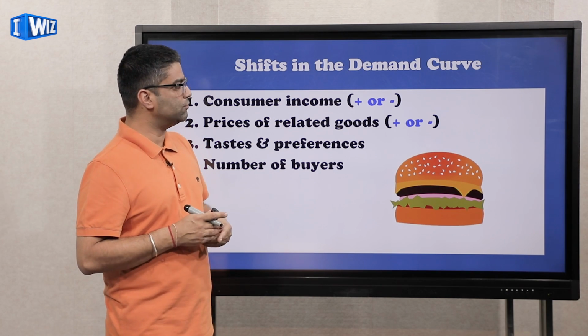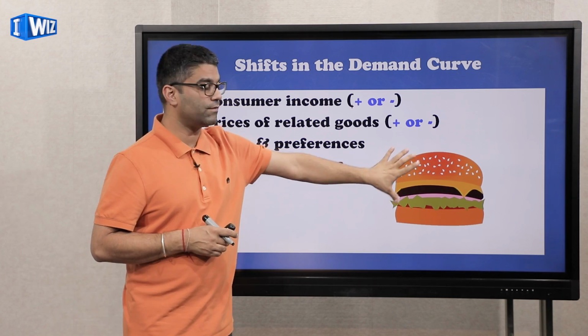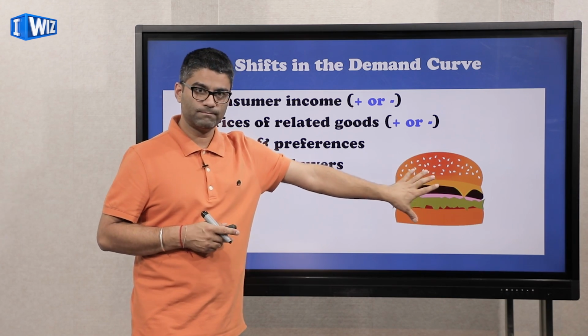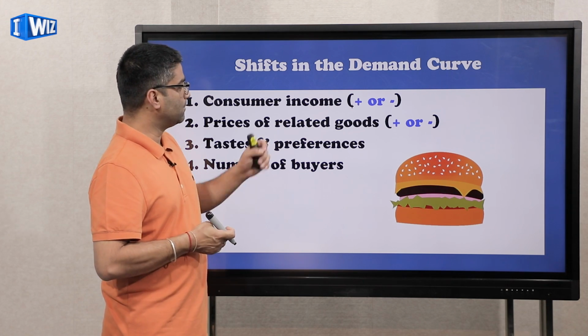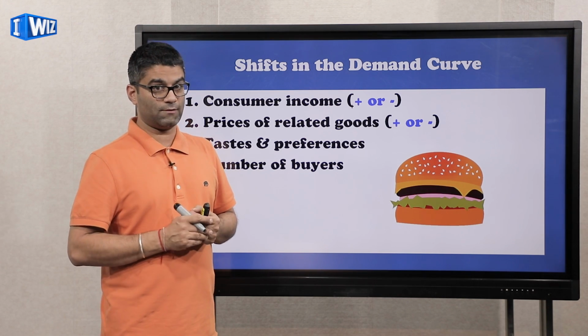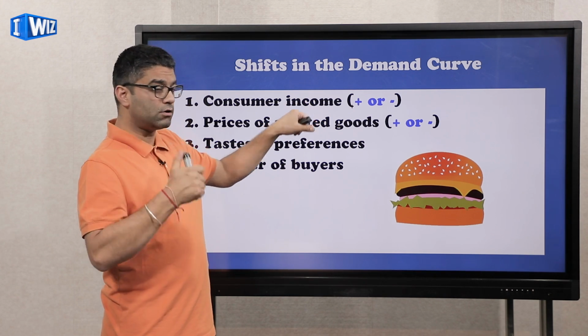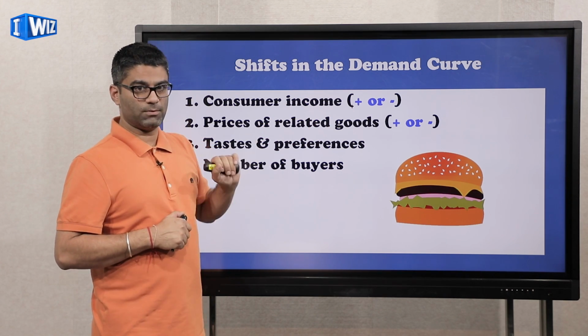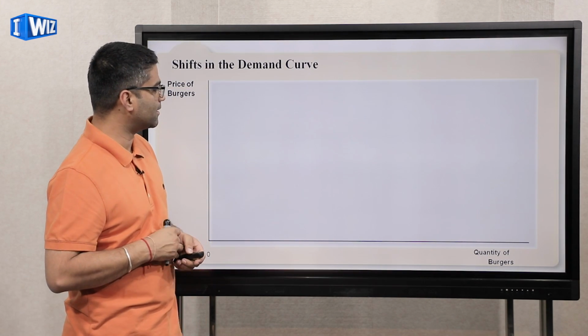So points 3 and 4 are pretty easy. Points 1 and 2, make sure you understand them thoroughly because they can go both ways depending on the good you are consuming. All right, so income can have a positive or a negative effect on the good you're consuming. Price of another good can also have a positive or negative effect on a good we are consuming, depending on whether they are A, normal or inferior good, and B, substitutes or complements. So make sure you understand all this, and we'll put it all in a graph as well.